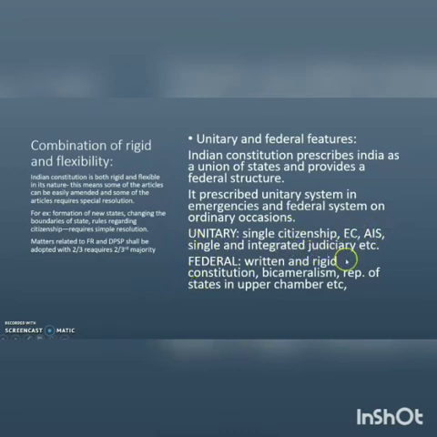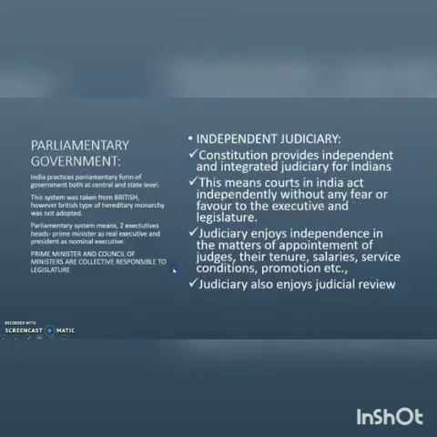The federal features we have are a written and rigid constitution, bicameralism, which means having two houses in the legislature, and representation of the states in the upper chamber. These are the federal features. So the Indian Constitution is not only rigid and flexible, but also unitary with federal features.